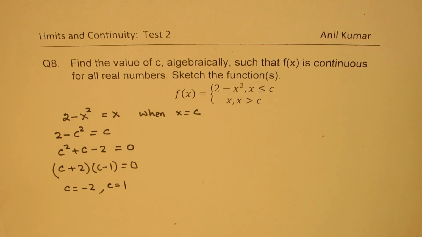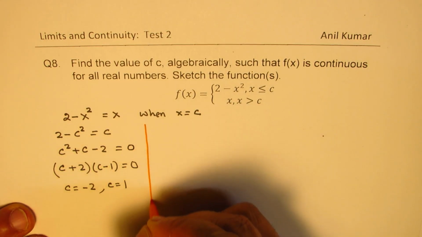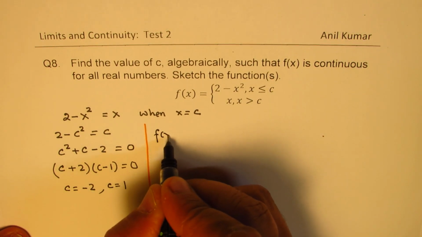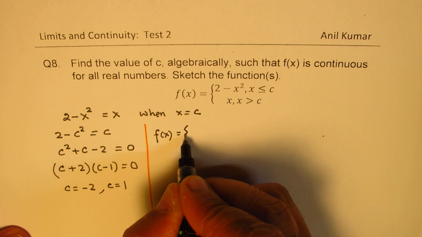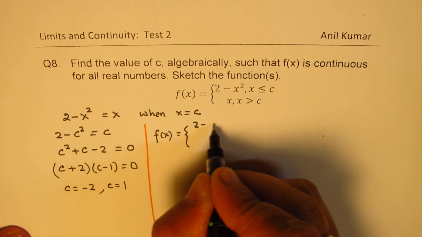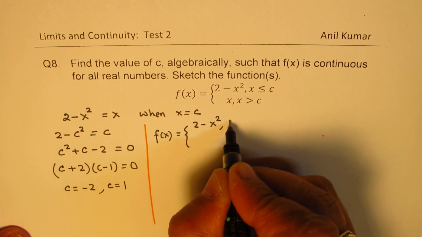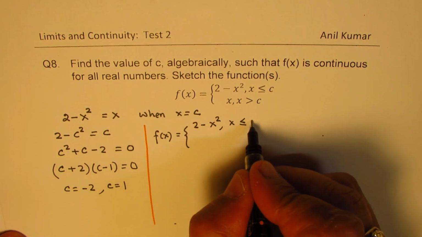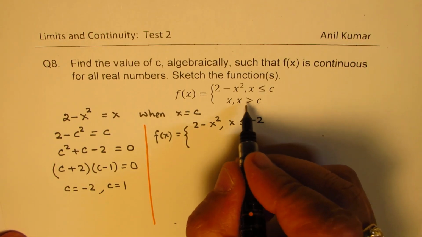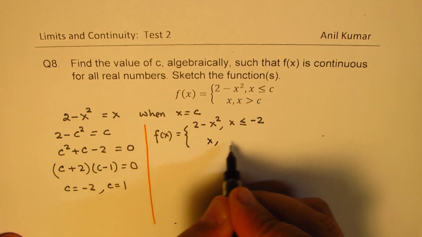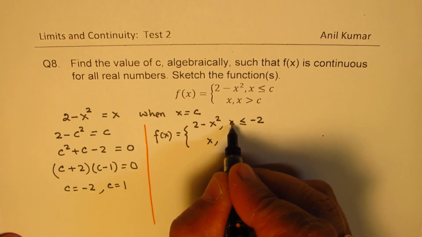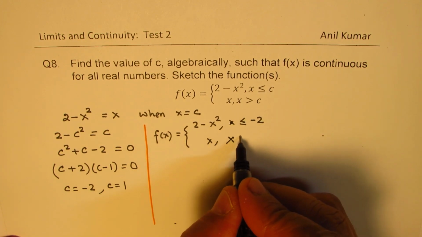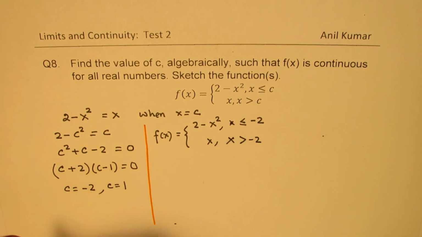So for two values of c, we definitely have two functions, correct? So one of the functions will be, let me write here, f of x is equal to 2 minus x squared for x less than or equal to c, which is, let's say, minus 2. And here we have equals x when x is greater than minus 2. So that is the first function.